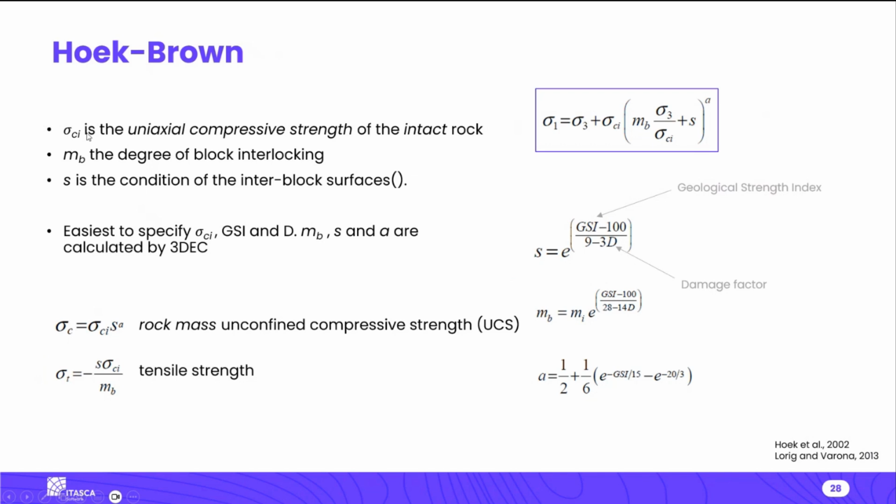In reality, people generally do not know what these MB, S, and A parameters are. What they do know is usually GSI, geological strength index. And I'll show that on the next slide. But what you can do in 3DEC is just specify sigma Ci, which is usually known, GSI, which is usually known, and this damage parameter D, which I'll also talk about in a minute. And then these other parameters are automatically calculated. So MB, S, and A are calculated by 3DEC, and you don't need to worry about it. And here are the equations over here. If you're interested, it's also in the manual.